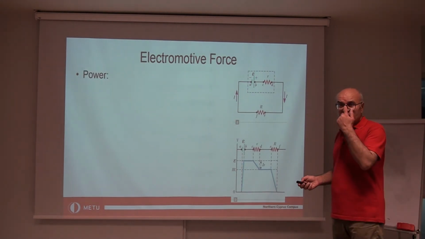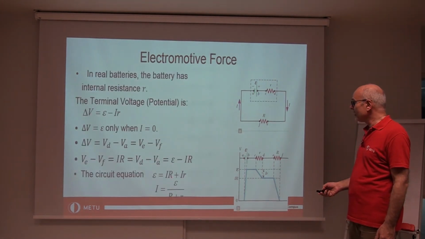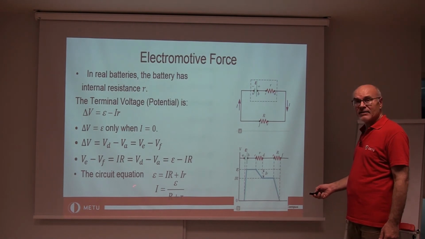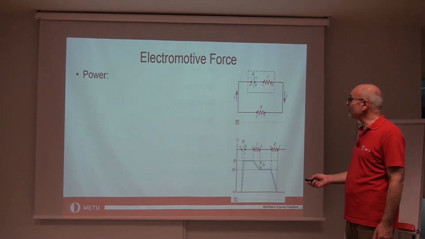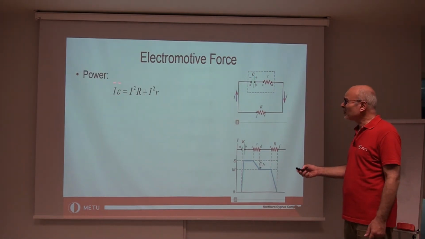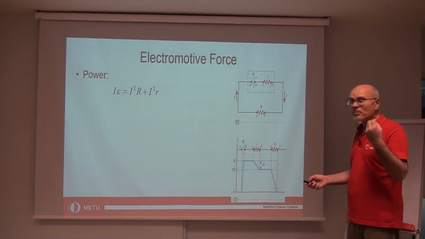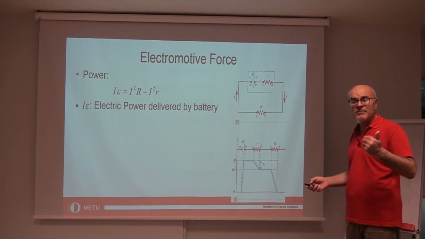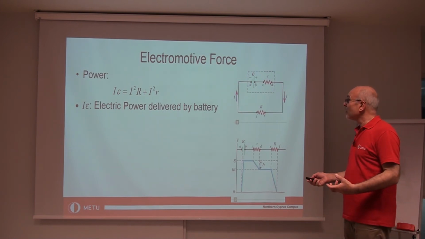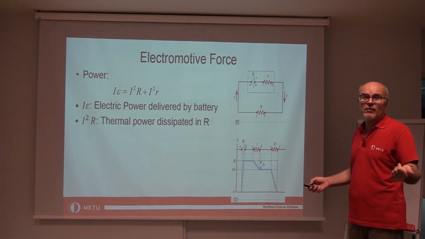Now, if we talk about power in this case, we just multiply this equation by I, and then you get this equation. But what is IE? We have seen before that this is the power delivered by the battery, which is the amount of electrical potential energy per unit time delivered by the battery to the circuit. What is I squared capital R? This is the thermal power dissipated in the load resistance.